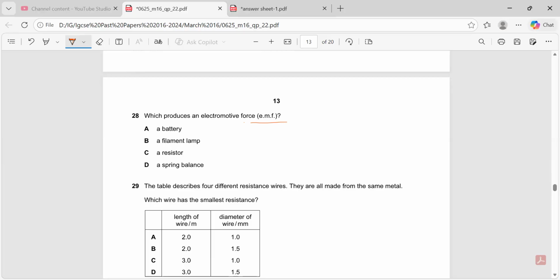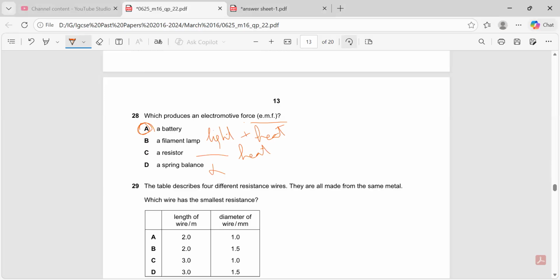Two answers are there. Yes, Zan, correct. Lana Yasser, correct. Yes, battery is producing what? EMF. So, dear friends, filament lamp produces light plus heat. Resistor produces heat. Spring balance has nothing to do with electromotive force.